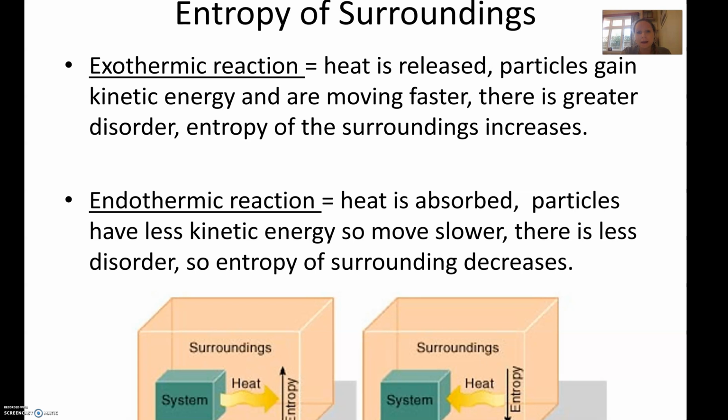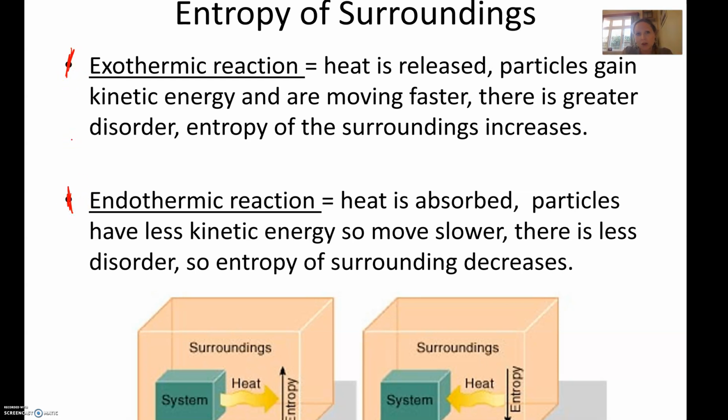So we were just talking about entropy of the system before, and now we're going to talk about entropy of the surroundings. So entropy of the surroundings is actually relatively straightforward. It all depends on the enthalpy of the reaction, so whether the reaction is exothermic or endothermic. And it's always the same answer if it's exothermic, and it's always the same answer if it's endothermic.